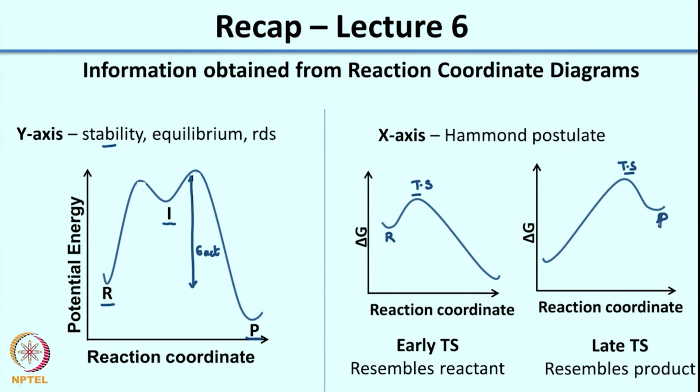So based on that, the Hammond postulate was arrived at, which essentially tells that if you have an exothermic reaction, a reaction which gives out heat, you would have the transition state being closer in energy to the reactant, and what you have is called an early transition state because it comes closer to the reactant on the x axis. So this is called an early transition state. If you have the transition state closer in energy to a product, this would happen in the case of an endothermic reaction. You would call it a late transition state, and the transition state would resemble the product.